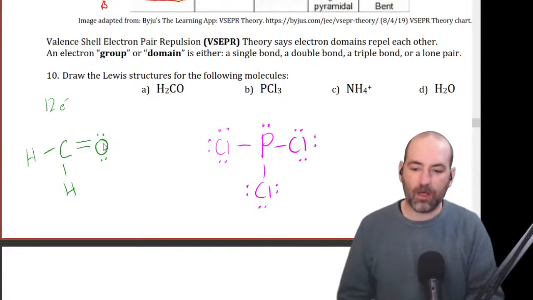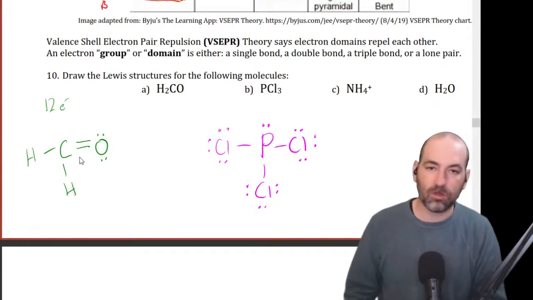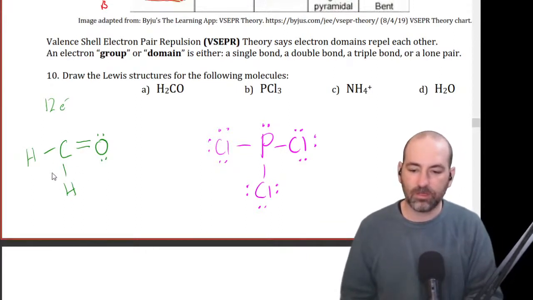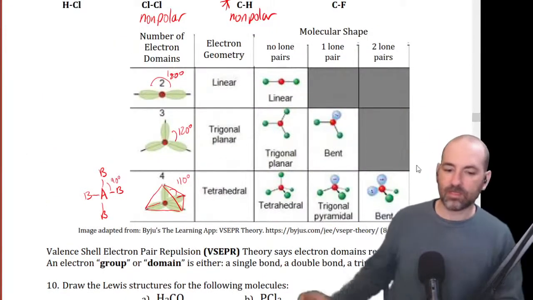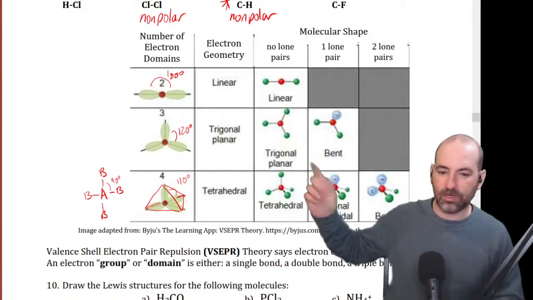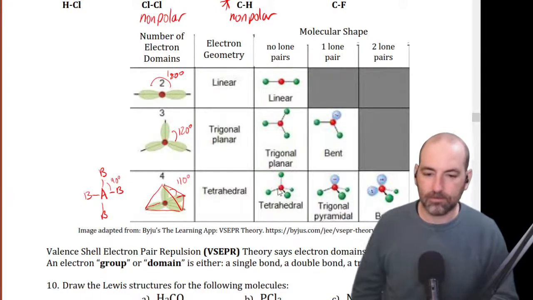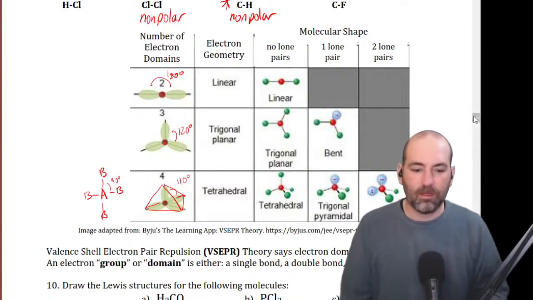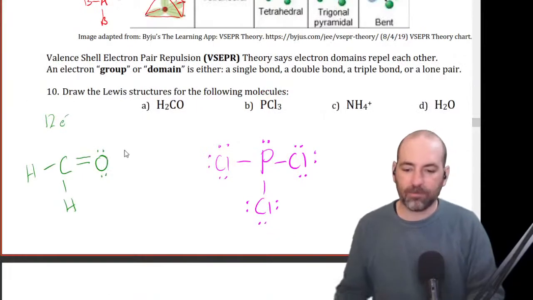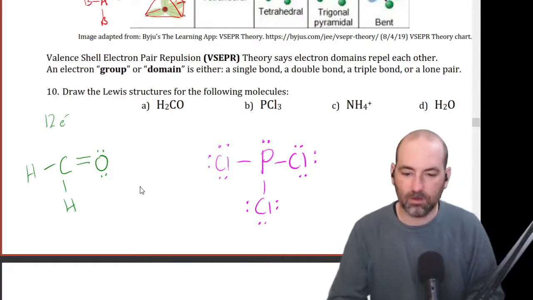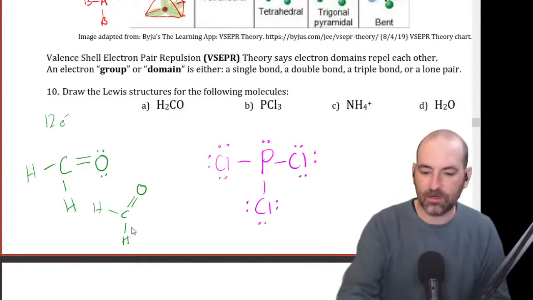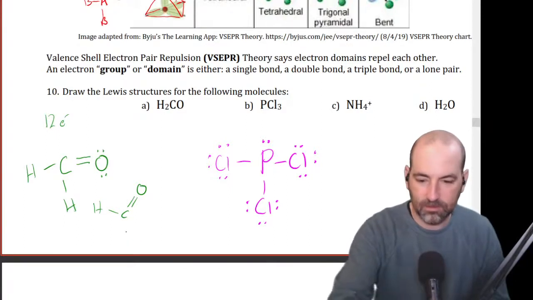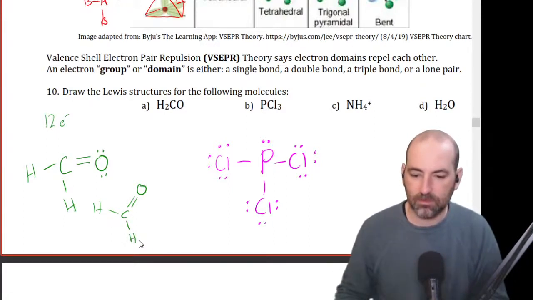So now we can count the number of groups around the central atom. There are no lone pairs on the central atom, but we have 1, 2, 3 groups. So coming back up to our table, that tells us that we're going to have trigonal planar geometry. And if we wanted to draw that, we just need to space things out a little bit more so that we have those nice 120-degree bond angles. Like that.